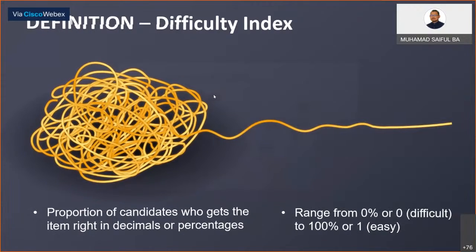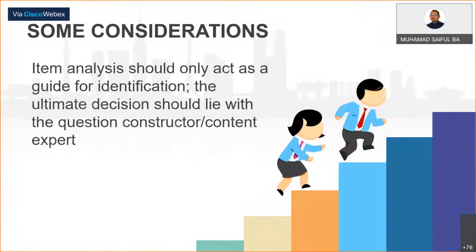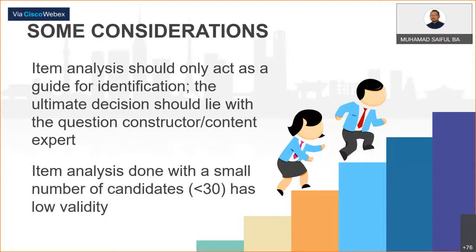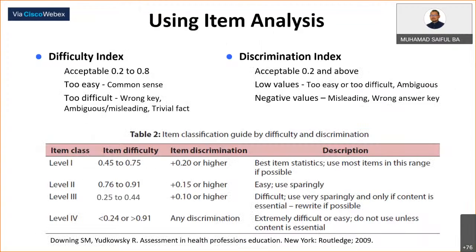This is the most important part. This one is not so important, but this one is important. So we use item analysis to classify your item into grade 1, grade 2, grade 3, and grade 4. There is a recommendation from the books that I cited here.